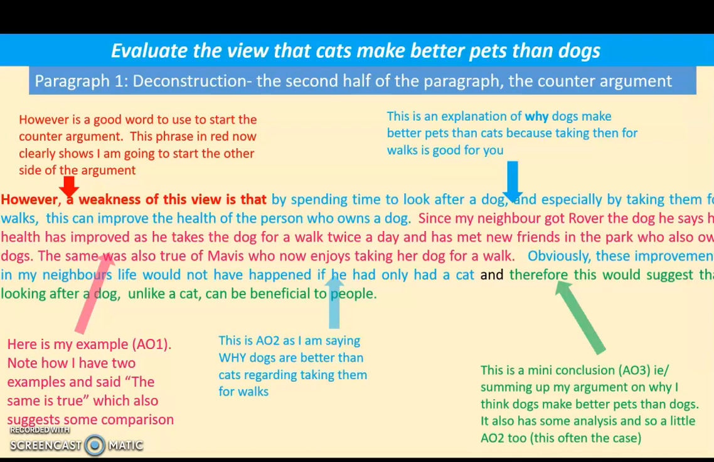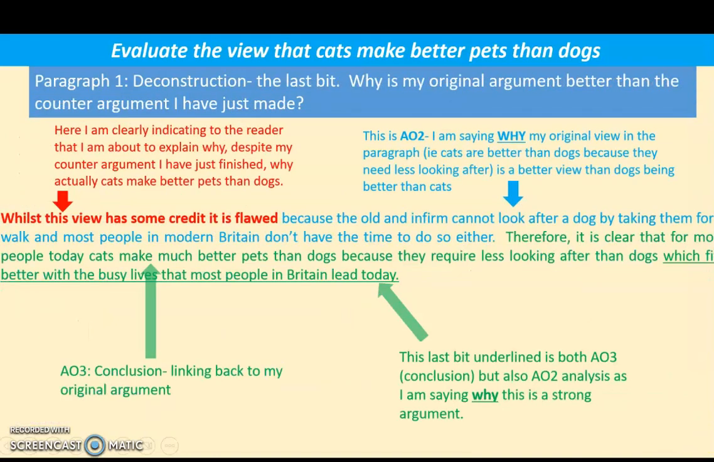And then the final bit we now need to do is to say why we think this view here, dogs being better than cats, is rubbish, and why the original view that cats are superior is actually the best argument, the argument you should take home, basically. So let's have a look at this. This is what I call the counterpoint. So you're basically saying why that counter argument we've just done is rubbish.